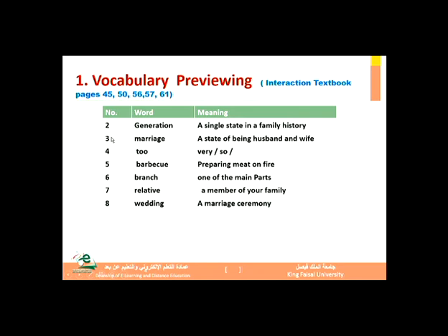Number two or number three, marriage. Number one we deleted because in the book it started from number two, so we started from number two directly. So number three, marriage. What is marriage? What does marriage mean? Marriage means of course marriage. It means a state of being a husband and wife, the state of two people being husband and wife. Number four, too. What does too mean? Too means very, or sometimes it comes with the meaning of also.